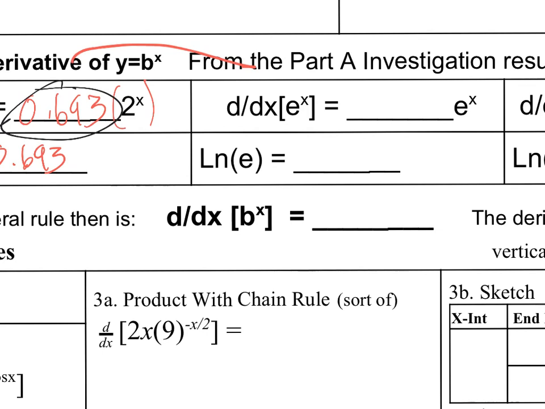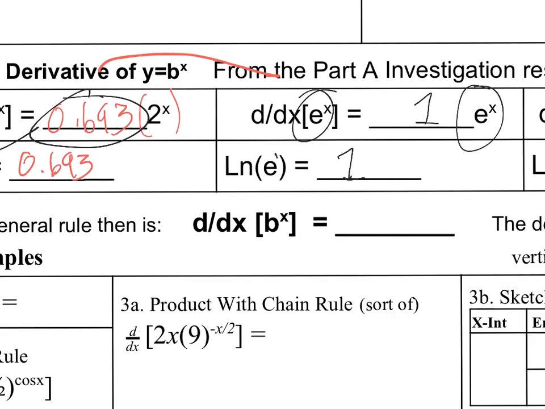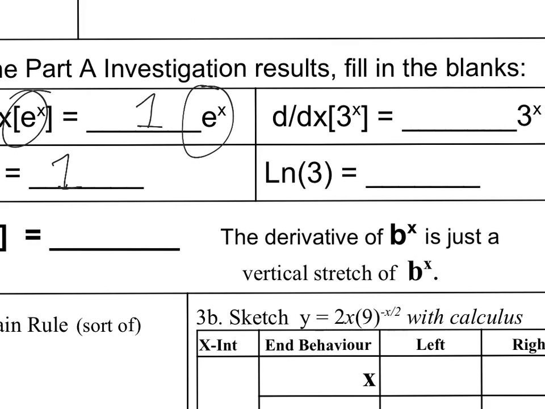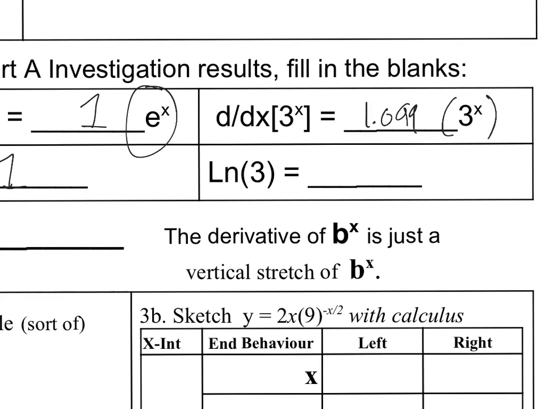d by dx of e to the x equals 1 times e to the x, because they're equal. The derivative of e to the x is e to the x. And we know that the ln of e to the 1, or ln of e, is 1. So I think we can tell the next one as we go across here. I believe that this was 1.099 times 3 to the x, the derivative of 3 to the x. And I'm pretty sure if you use your calculator, that's what you get for the ln of 3.